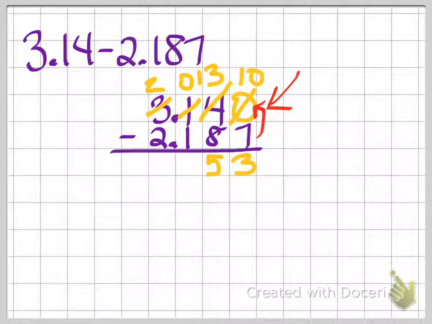Now I have to repeat this process over here. I have borrowed from the 3, make that a 2. Add a 1. 1 minus 1 is 0. My answer is 53 thousandths.